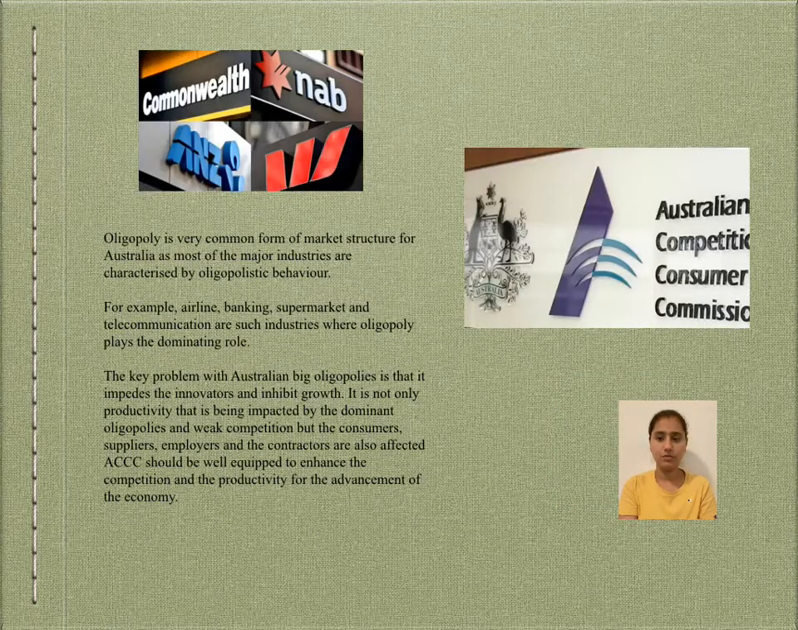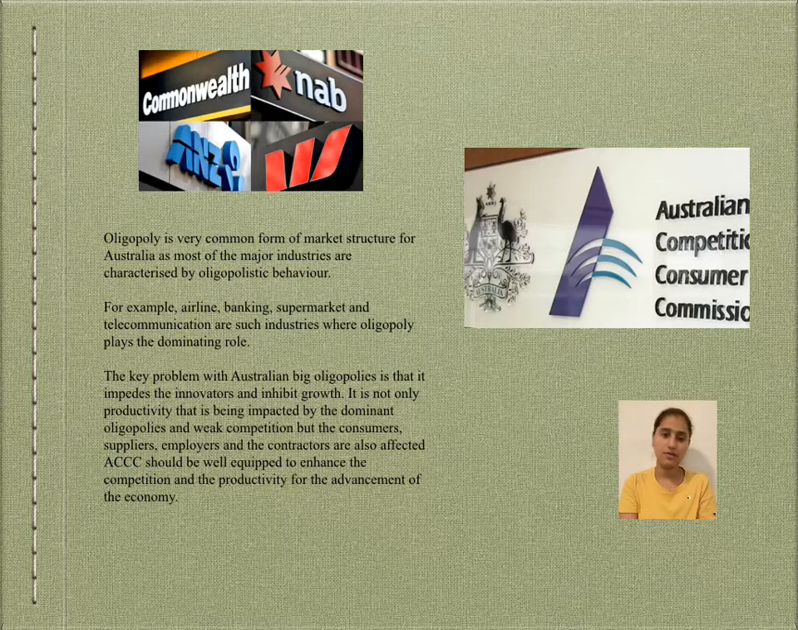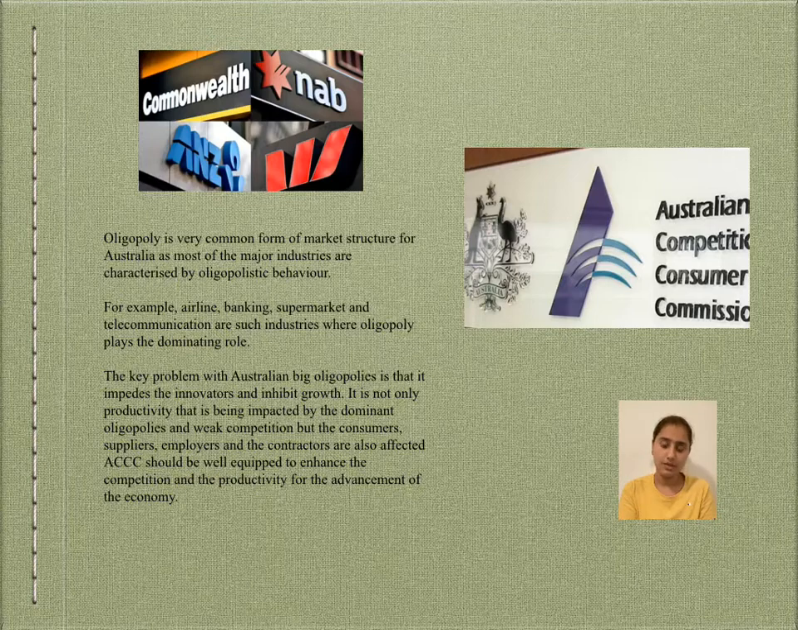Oligopoly is a very common form of market structure in Australia, as most of the major industries are characterized by oligopolistic behavior. For example, airlines, banking, supermarkets, and telecommunications are industries where oligopoly plays a dominating role. But a key problem with the big Australian oligopolies is that they impede innovators and inhibit growth.